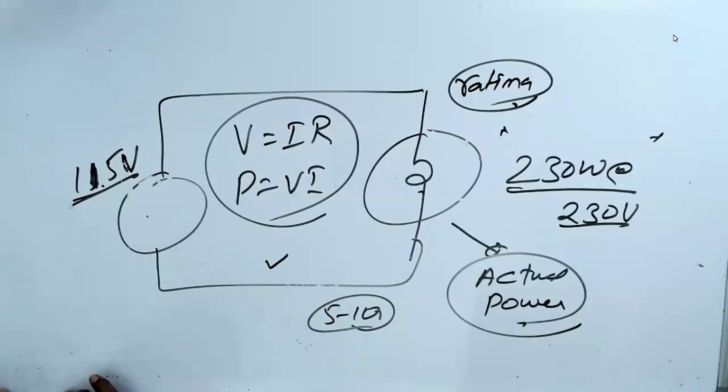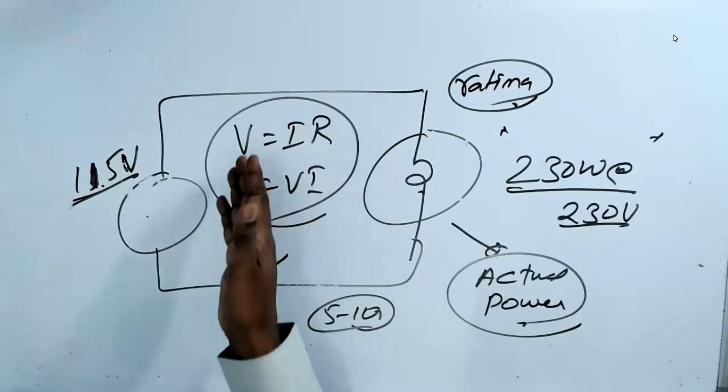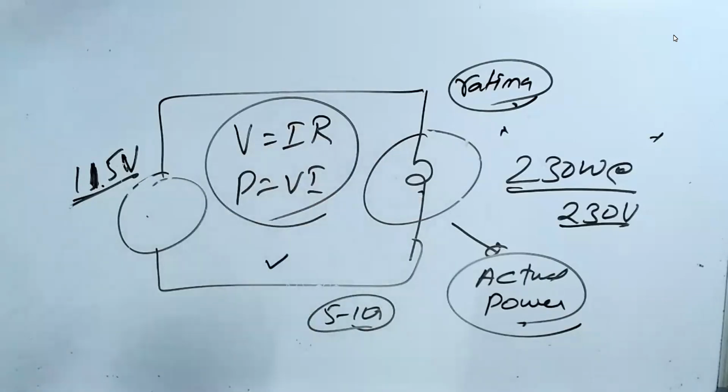You don't understand. I'm not asking for much. I'm not going to Thevenin's theorem. I'm not going to Kirchhoff's law. I'm asking only two formulas: V is equal to IR and P is equal to VI. Do you understand my problem?